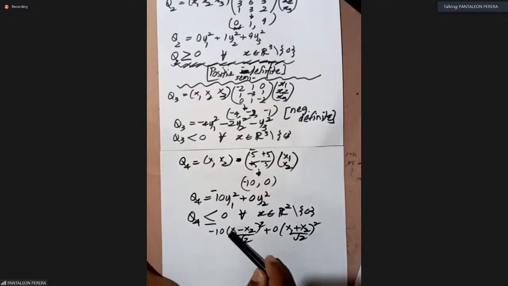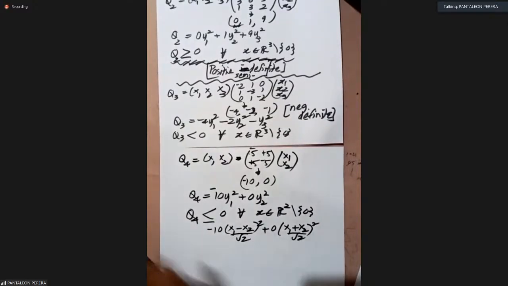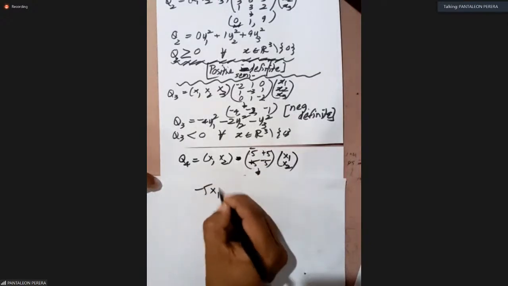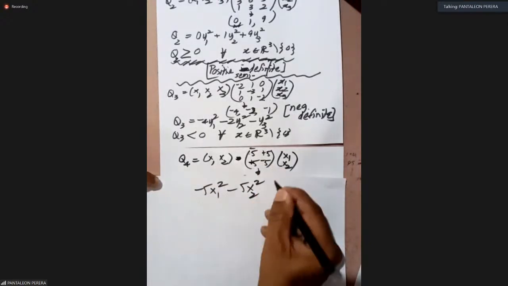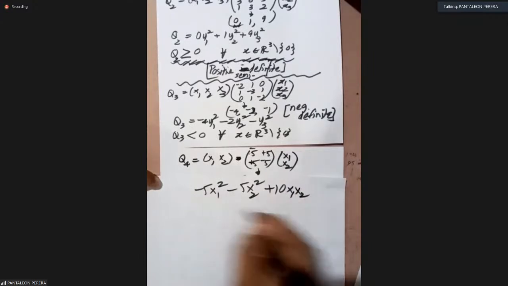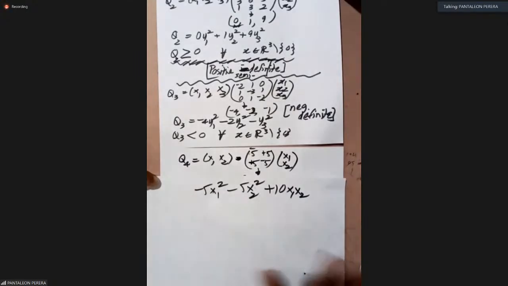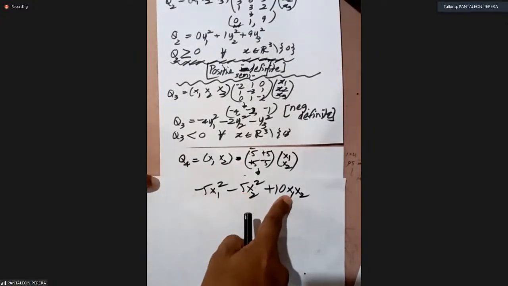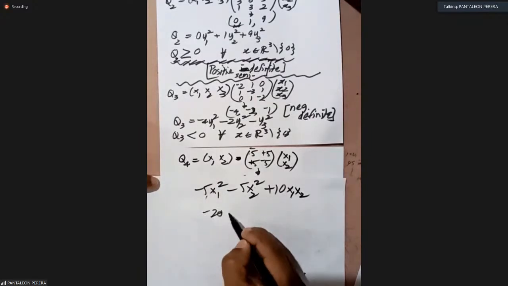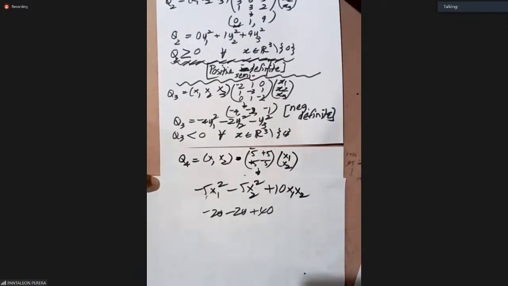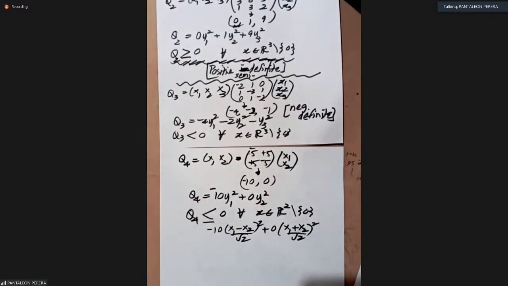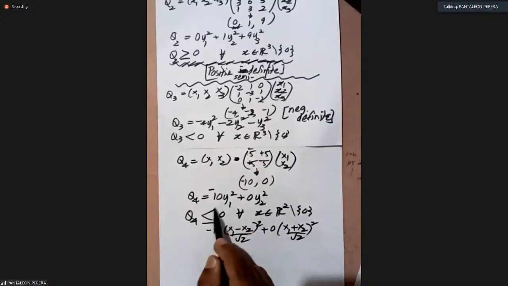If x1 is equal to x2, this is 0. The form is minus 5 x1 squared minus 5 x2 squared plus 10 x1 x2. But if x1 is equal to x2, then minus 5 minus 5 plus 10 gives 0. So it is negative almost all the time, but it has zeros.